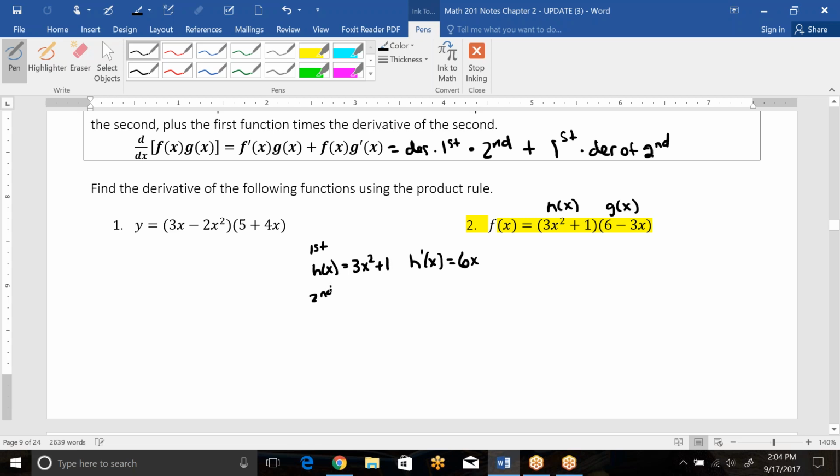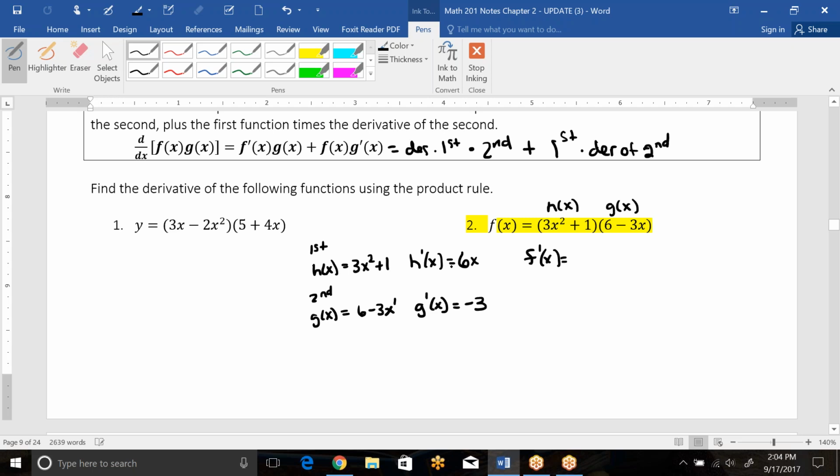For my second function, g of x, the original function is 6 minus 3x. The derivative of that, 6 will give us nothing because it's a constant. This has a 1 on it, so you pull the 1 to the front, multiply, that makes -3, and then the x would reduce down to a power of 0, which makes it just the number 1. So it's just -3.